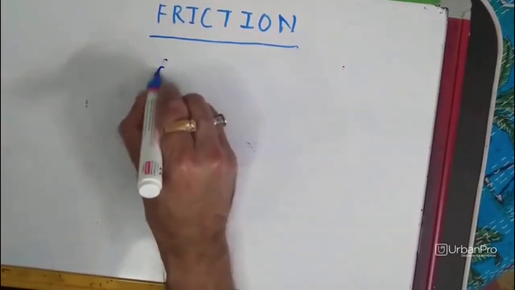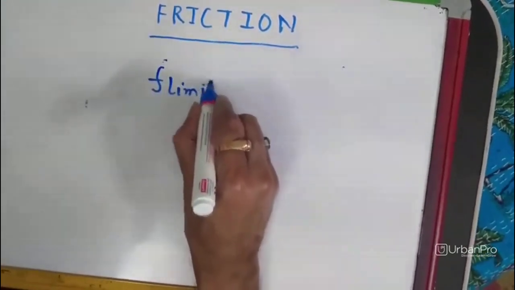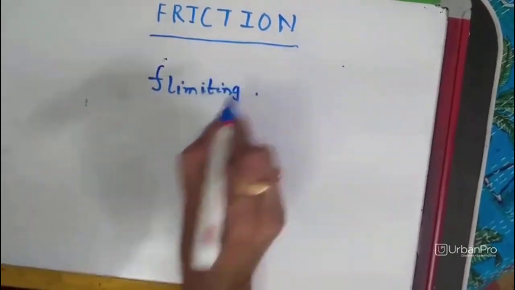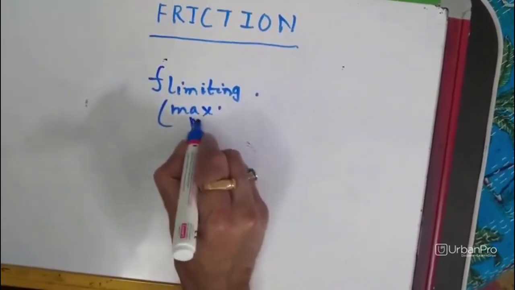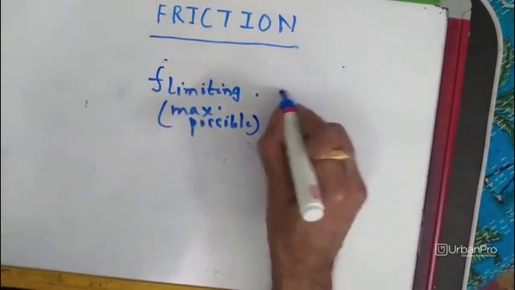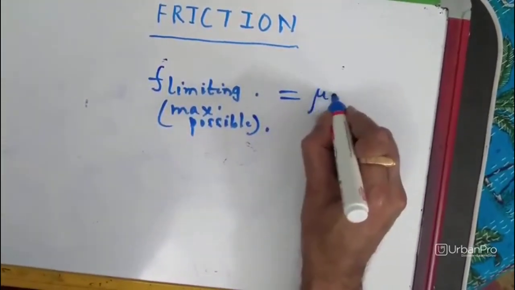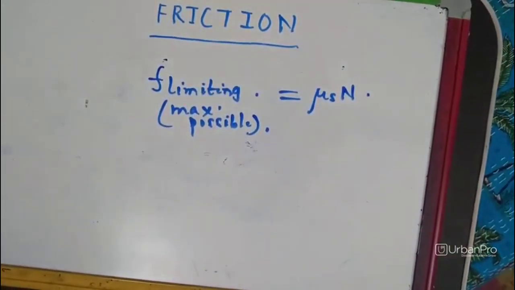And friction limiting, or also the maximum possible friction, is denoted as mu Sn. So that's the maximum possible friction. So now let us understand with the help of an example, what is this mu?